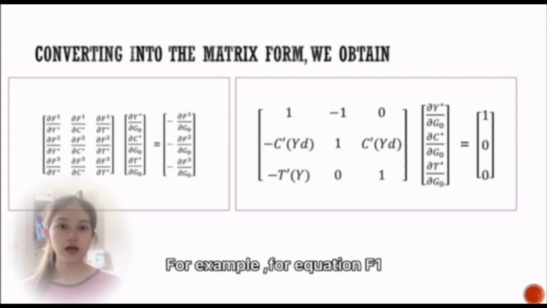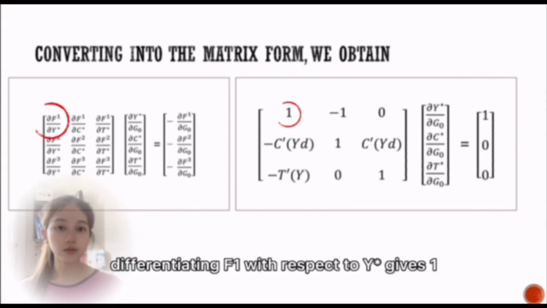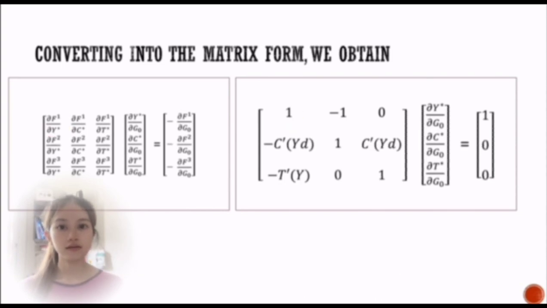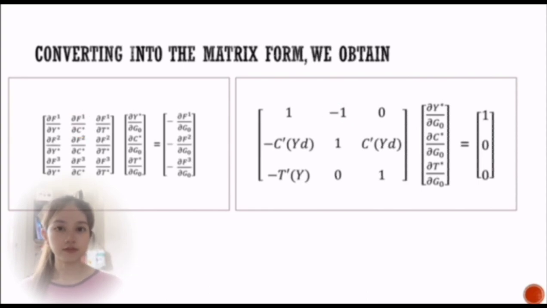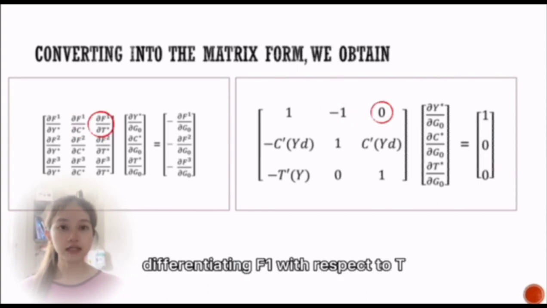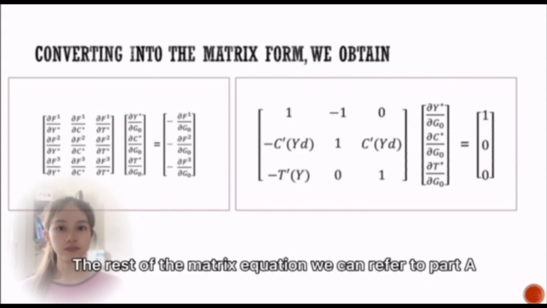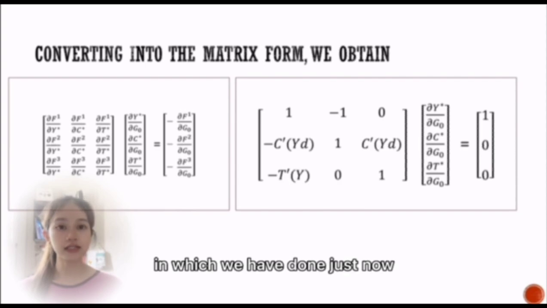For example, for equation f1, differentiating f1 with respect to y gives 1. Differentiating f1 with respect to c gives negative 1. Differentiating f1 with respect to t gives 0. The rest of the matrix equation we can refer to part A, which we have done just now.